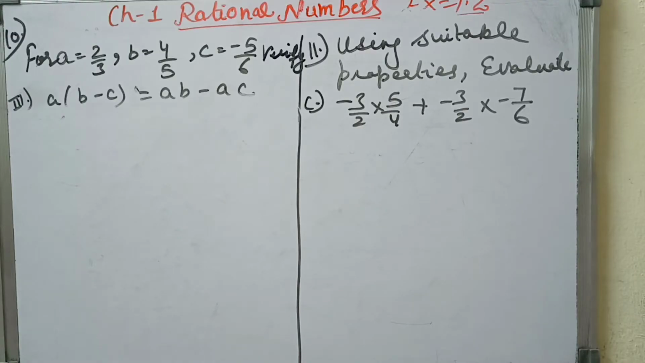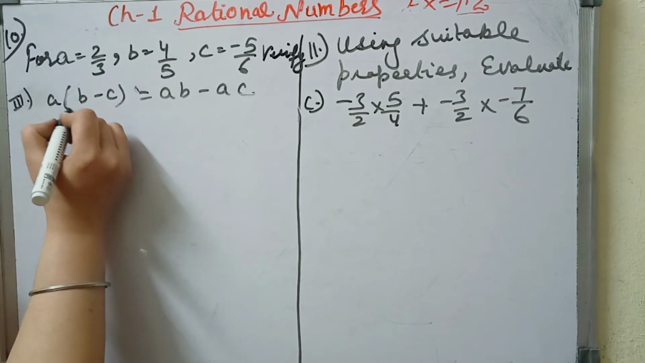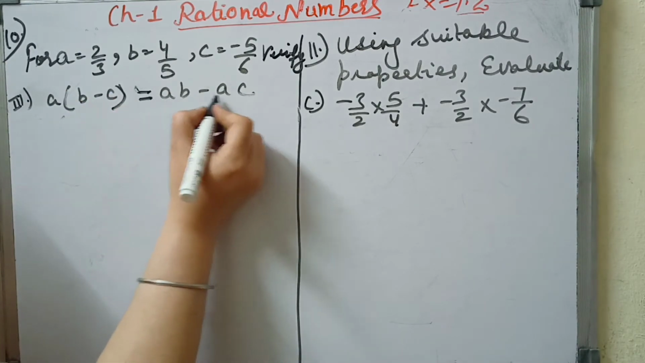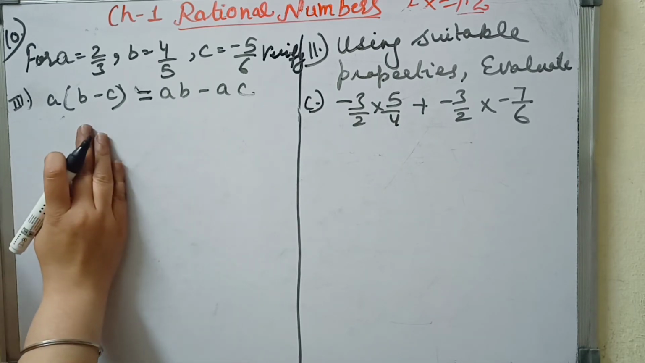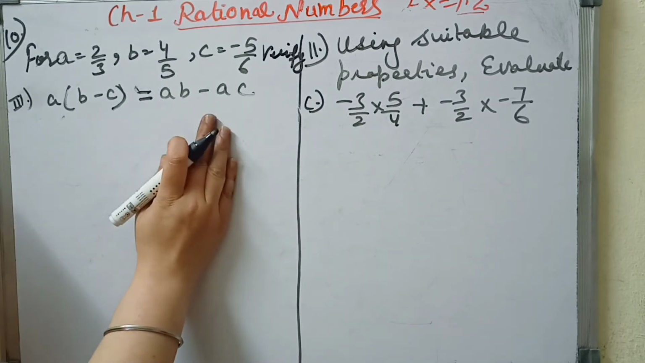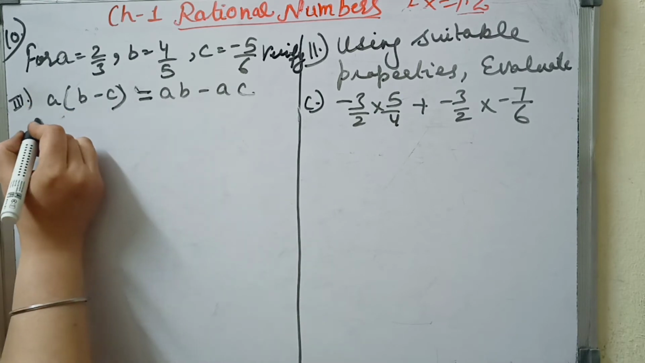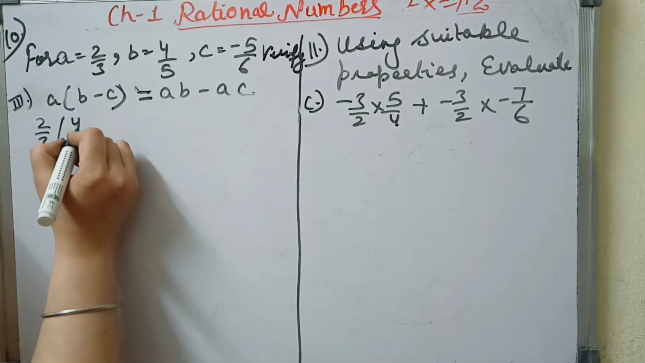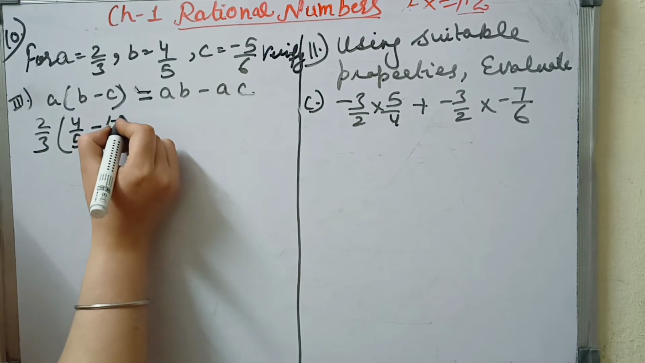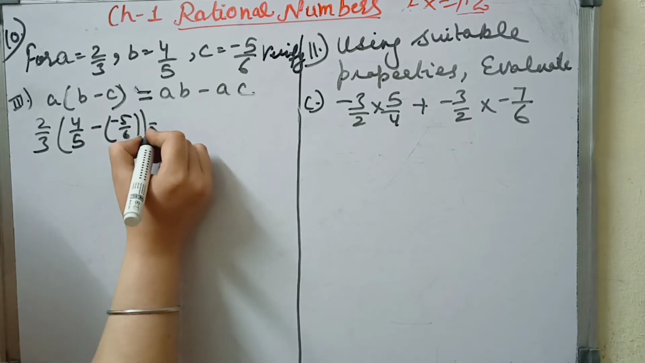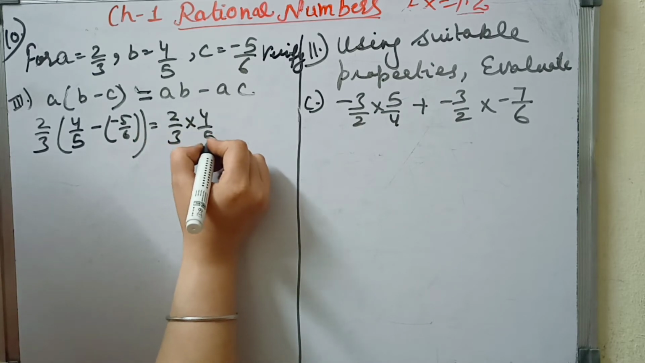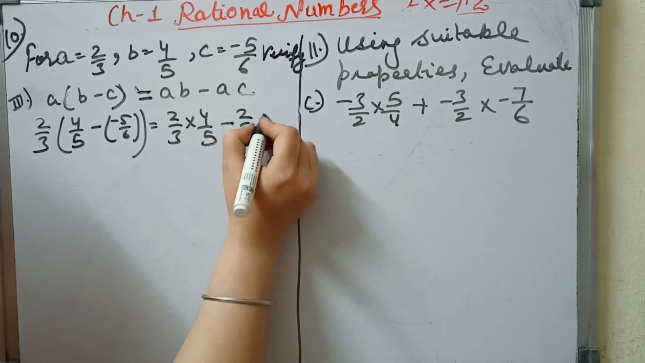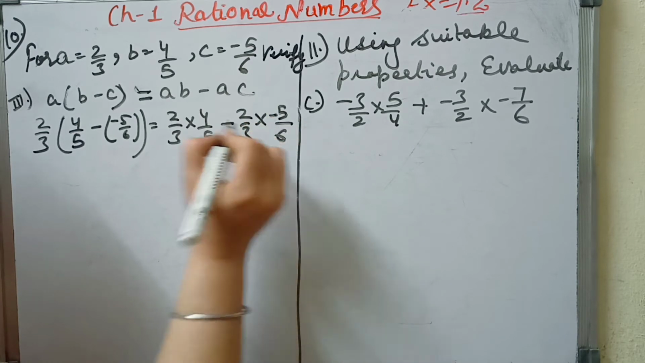Now sum number 10: a is 2 over 3, b is 4 over 5, c is minus 5 over 6. Verify a into (b minus c) equals ab minus ac. Now again I put the values and verify whether left hand side equals right hand side or not. Now put a here 2 over 3, b 4 over 5 and c is minus 5 over 6. Again in the right hand side I put a 2 over 3, b 4 over 5 minus 2 over 3 and c is minus 5 over 6.